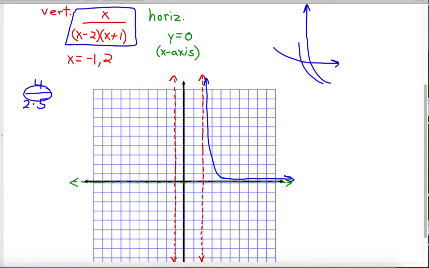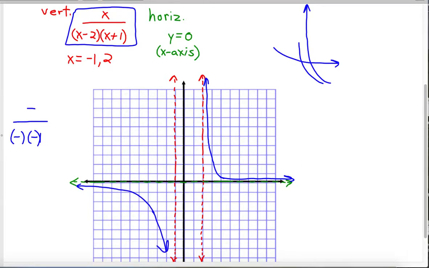Okay, let's look at the same idea. Let's look at negative infinity. So as I'm approaching negative infinity, really big negative numbers for x, the numerator is going to be negative, and the denominator is going to be a negative times a negative, which is a positive. So I'm going to get a negative over a positive, which is a negative. So I'm approaching 0, but from below. So I know that it's going to be going like this for that piece over there.